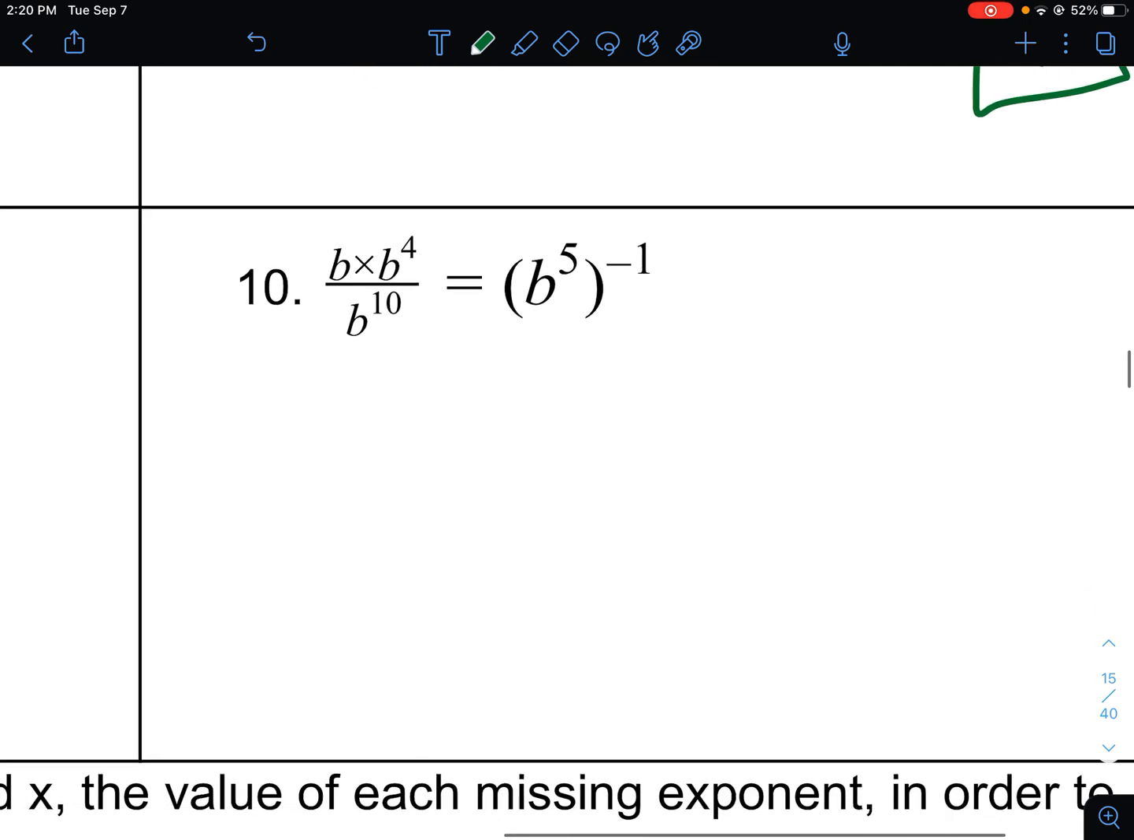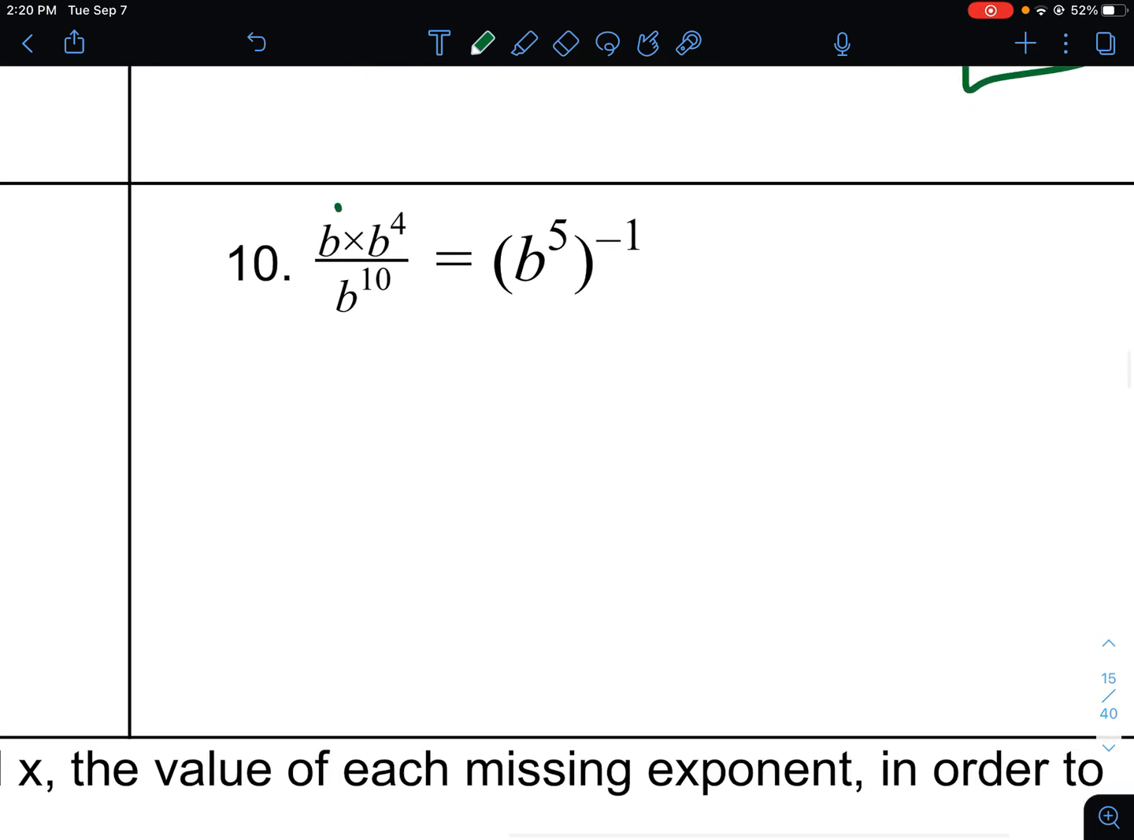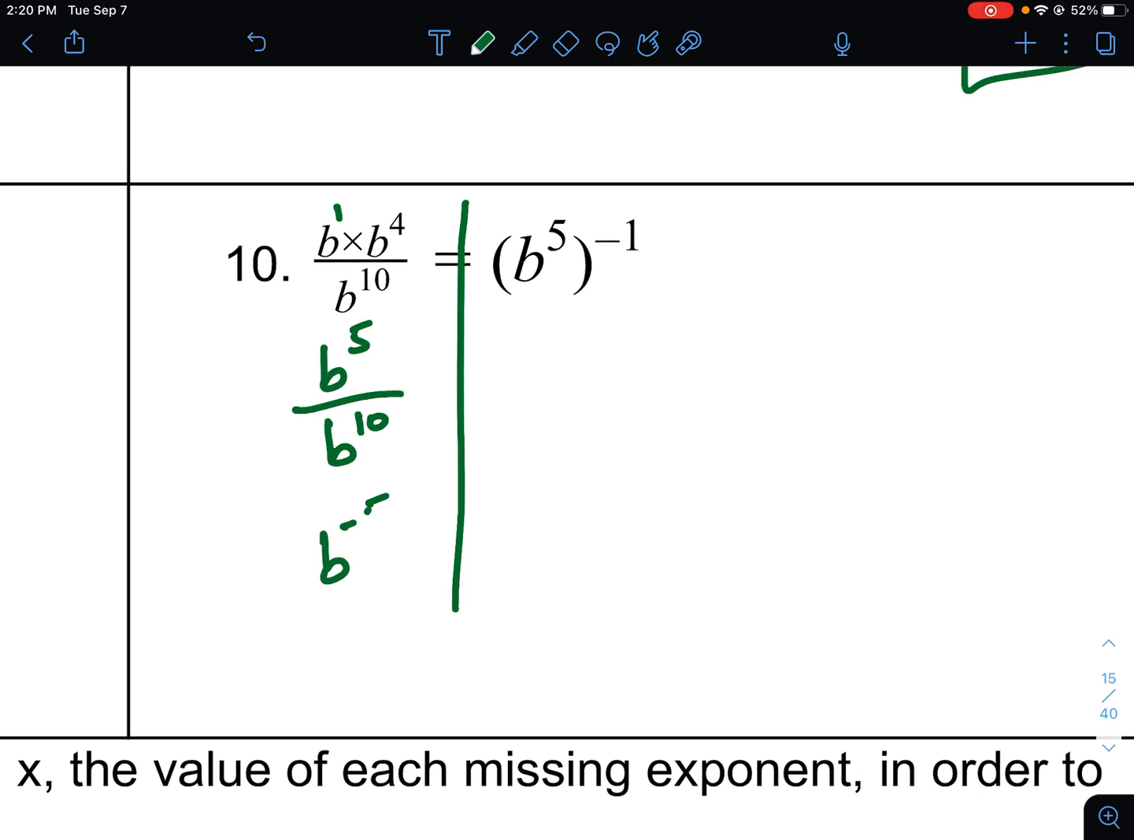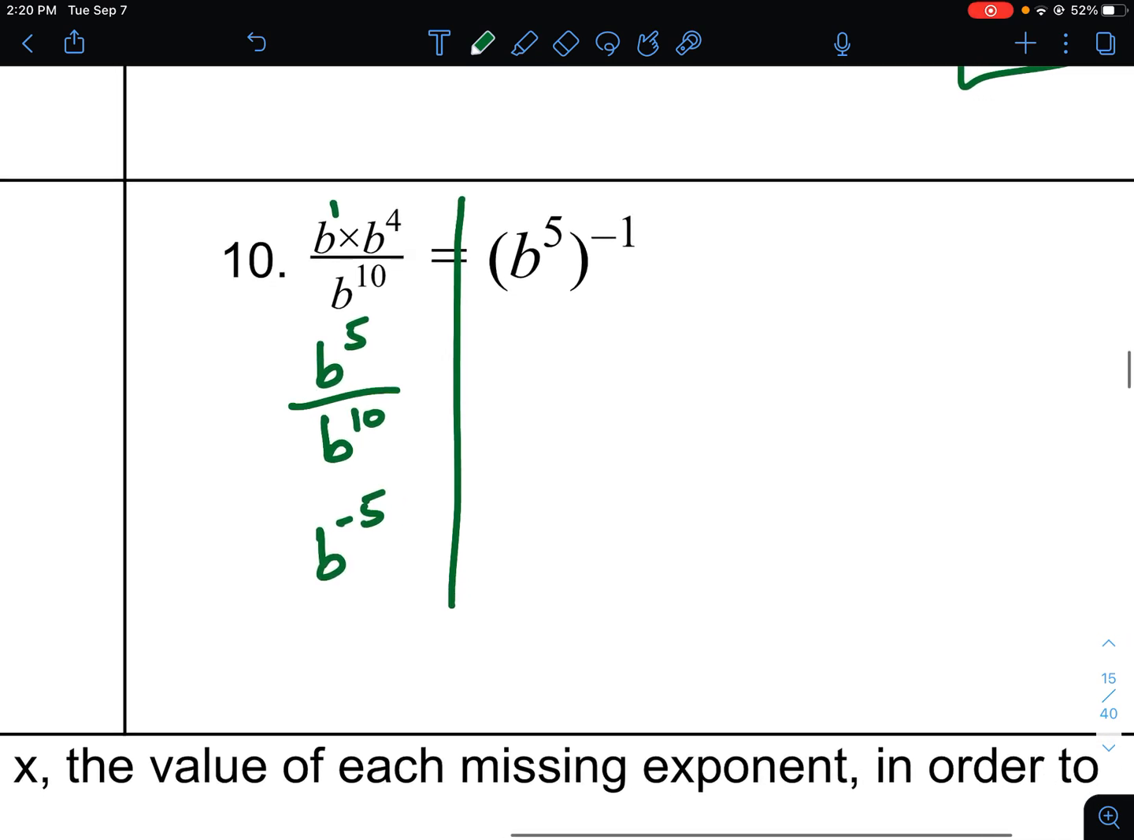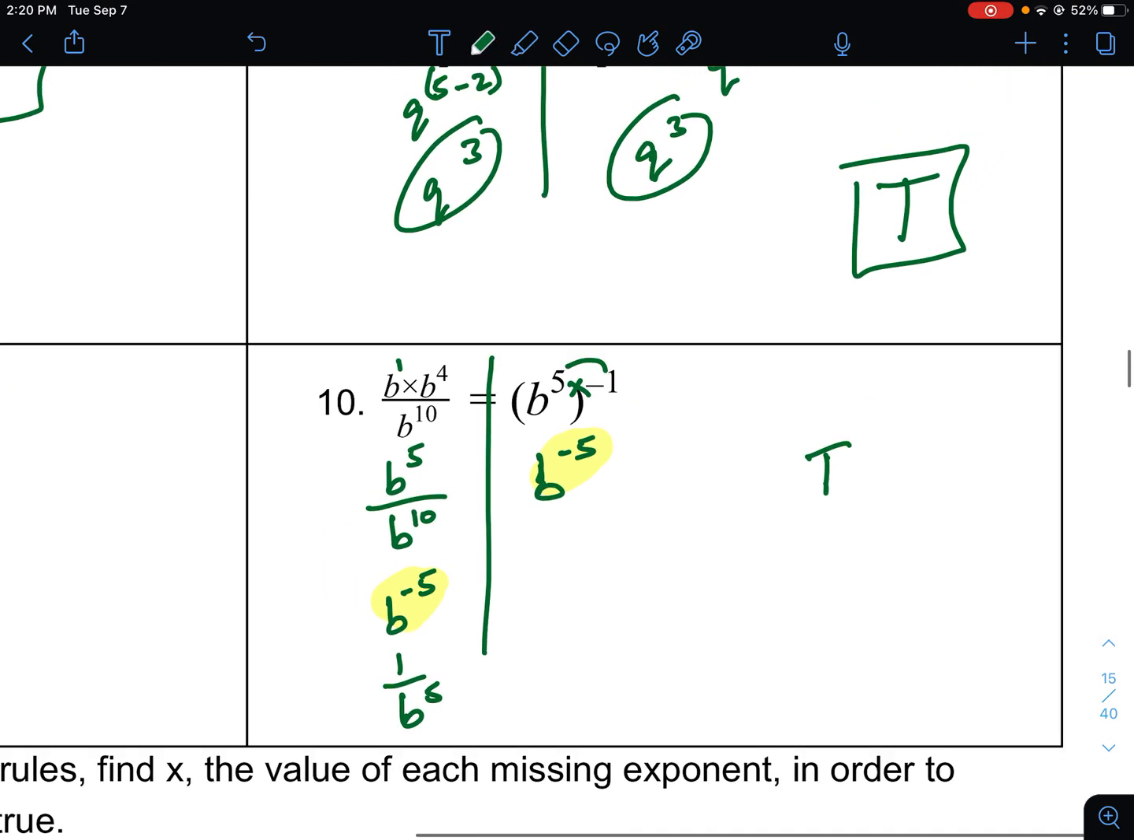Let's do 10, the last of the true and false. This is b to the 1 times b to the 4, which is b to the 5th over b to the 10th. Still, because we got the b to the 10th on the bottom. And b to the 5th over b to the 10th, that's 5 minus 10, which gives us b to the negative 5, or 1 over b to the 5th. Over here, we've got 5 times negative 1. That gives us b to the negative 5th. Oh, you know what? Yes, this and this are the same. It is true.